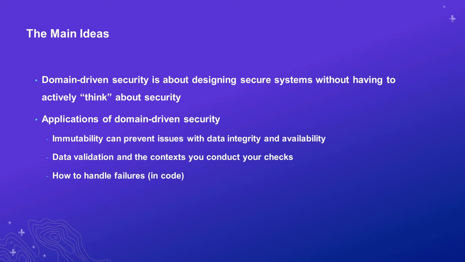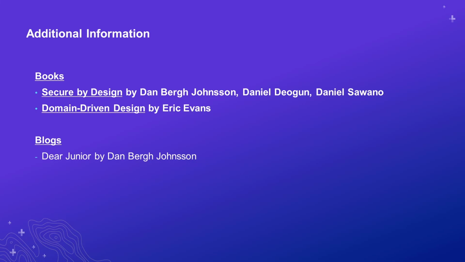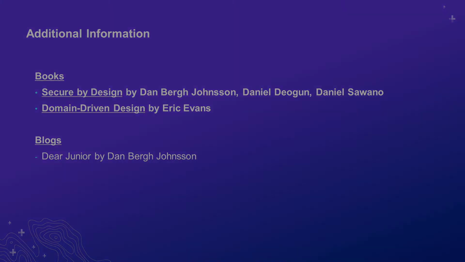Some additional books and resources that you can go check out are Secure by Design by Dan Johnson, Domain Driven Design by Eric Evans, and Dan Johnson's Dear Junior book. A whole lot of this content really was taken from Secure by Design, because there's so much comprehensive information that goes into building secure systems without necessarily having to think about it in a security way, that really amplifies the way that you construct and build as a developer.